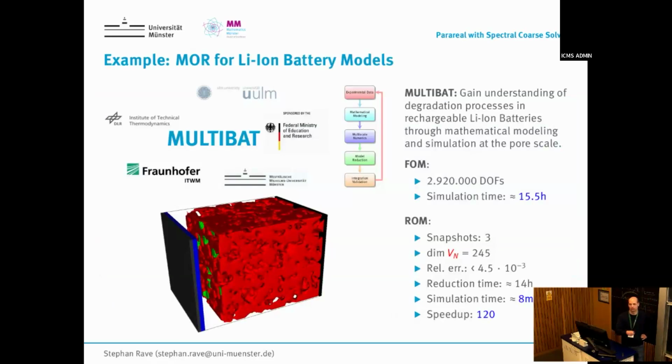So this is now a nonlinear, time dependent microscale battery model. We've looked at roughly 3 million degrees of freedom: one simulation, one snapshot, 15 hours; reduced order model for that, 8 minutes. So if the RB method works, then it is like that. And the parameter here is the discharge rate. And part of this project, an outcome of this, was also a very nice software, pyMOR, which is open source. And if you can integrate it into your own project, if you're interested, come talk to me.